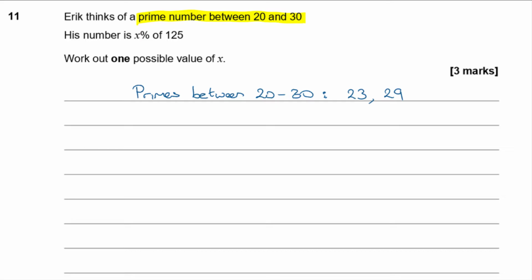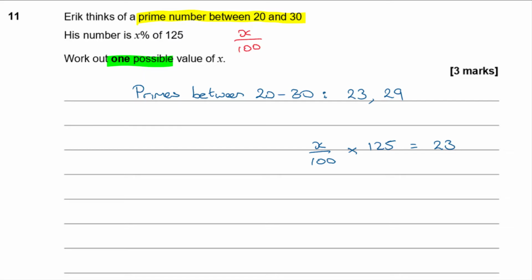Okay, his number is x% of 125. Well, when you're finding x%, you are finding x 100ths of your amount, aren't you? So if x% of 125 is his number, then x over 100 times 125 is either 23 or it's 29. I'm going to go for 23 for now because I don't know. It's just the first one in the list, and I just need to pick one possible one. So I don't need to do both, just need to pick one and use it.